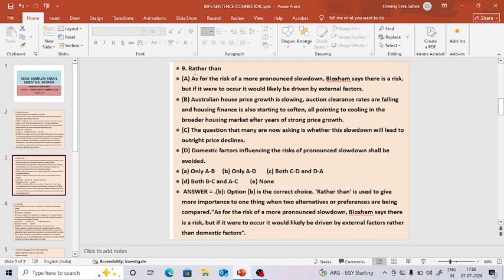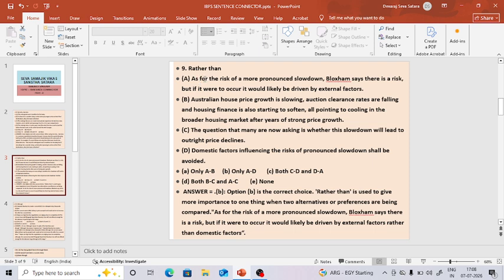See the next connector, rather than. Now, rather than is used to give more importance to one thing when two alternatives or preferences are given. Now let's see the sentences given here.